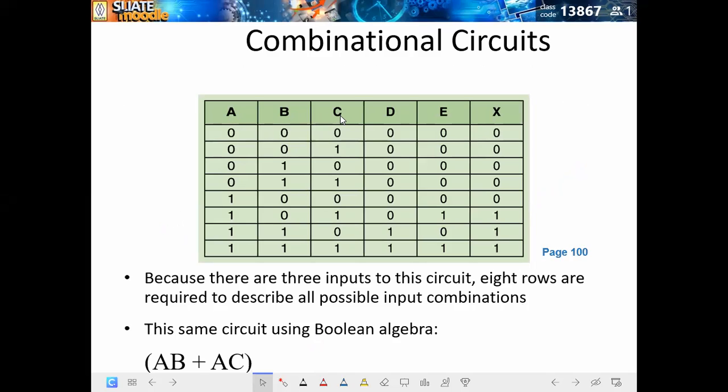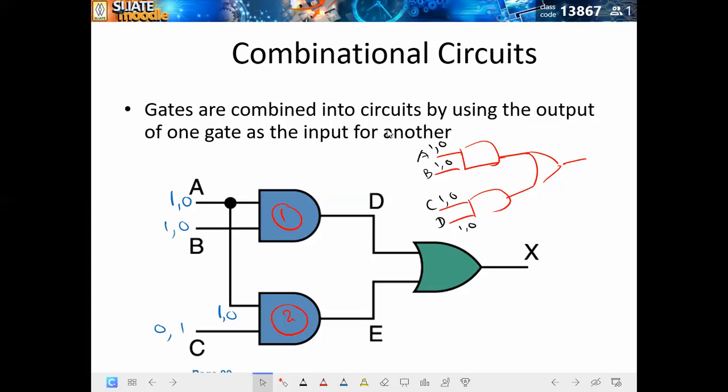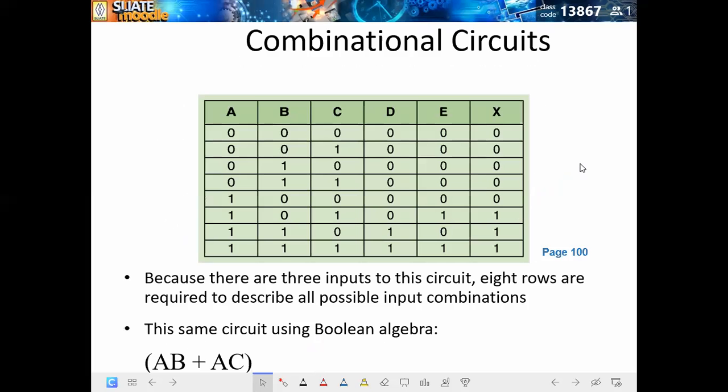There are 3 inputs, then there are 2 outputs. This is the output for AND gate number 1, and this is the output for AND gate number 2, and these outputs are used as the input for the OR gate, and this is the output of the OR gate.